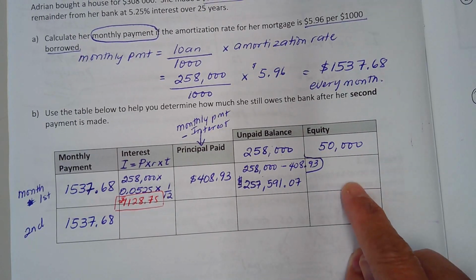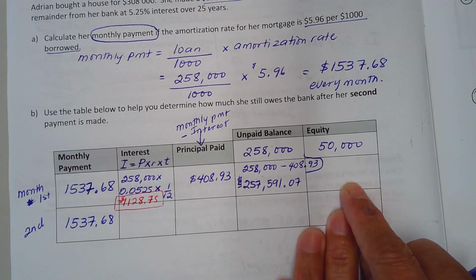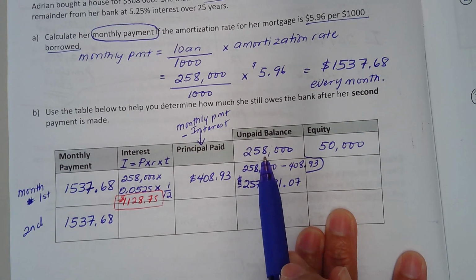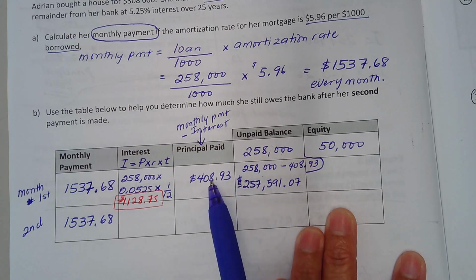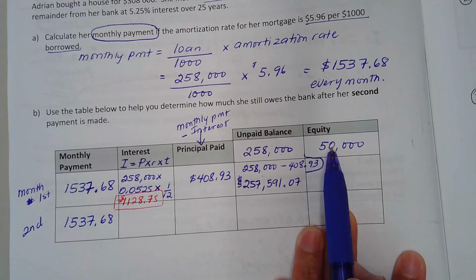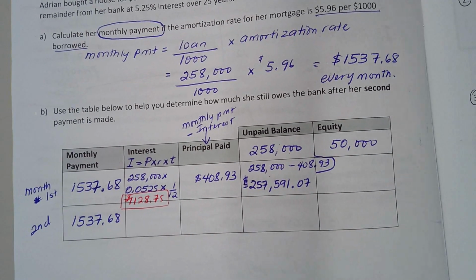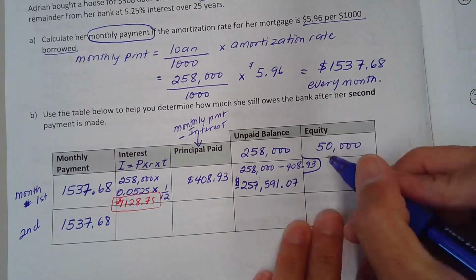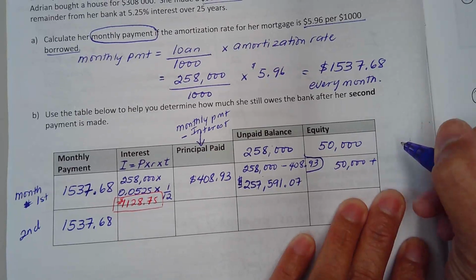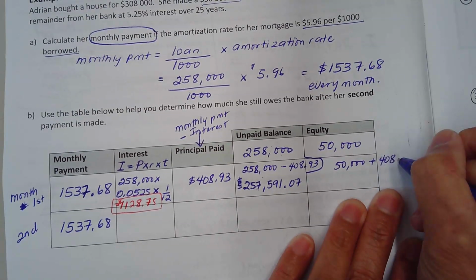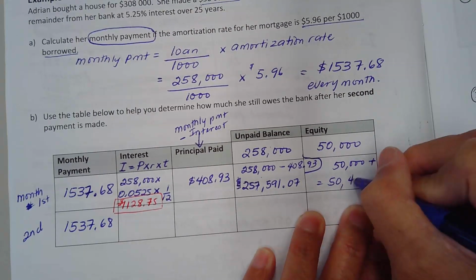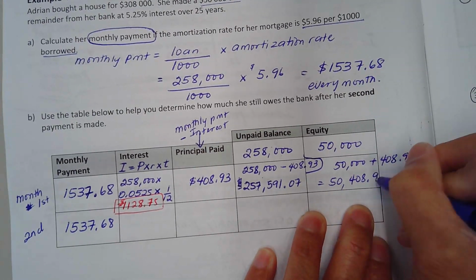Now, how much is the equity? So this minus this to get that number, the unpaid balance, and then the equity. This is how much you already paid towards your mortgage. So it's going to be $50,000 plus $408.93. So $50,408.93.